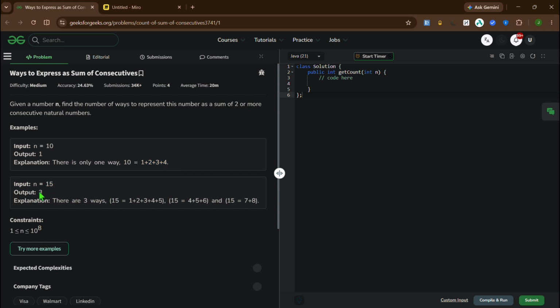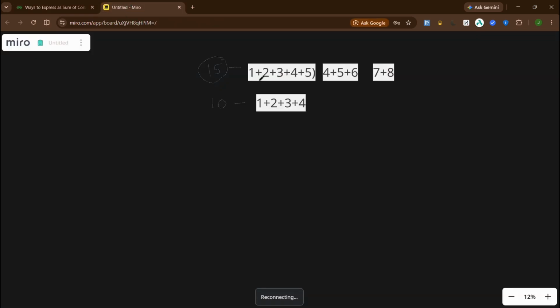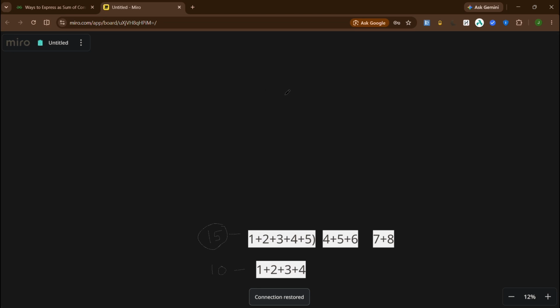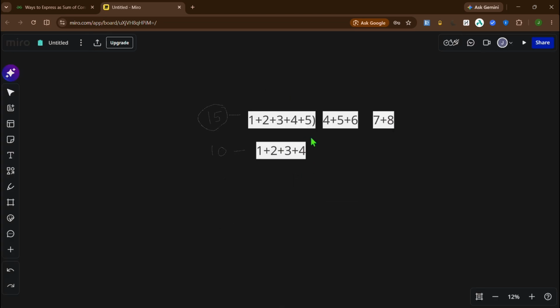And for 15, there are three ways: 1 plus 2 plus 3 plus 4 plus 5, 4 plus 5 plus 6, and 7 plus 8. So we basically have to find consecutive numbers, not random numbers. Let's approach this problem. For 15, there are three ways and for 10, there is only one way.